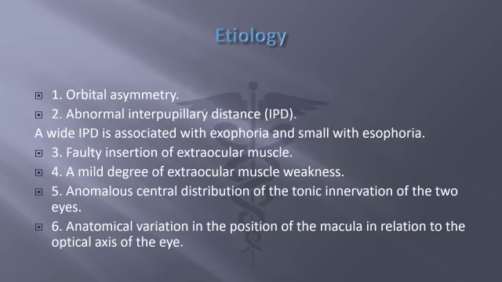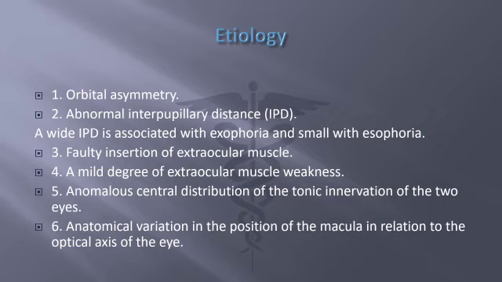So the etiological factors, or the main culprits behind the latent squint, include a number of conditions, one of which is orbital asymmetry. Another one includes abnormal interpupillary distance, faulty insertion of extraocular muscle, a mild degree of extraocular muscle weakness, anomalous central distribution of the tonic innervation of the two eyes, and anatomical variation in the position of the macula in relation to the optical axis of the eye.